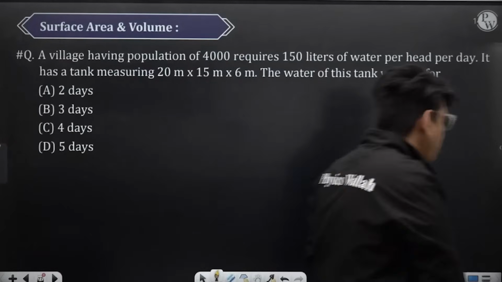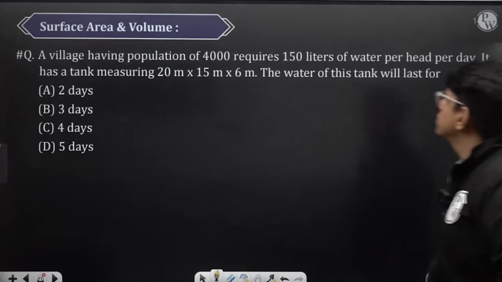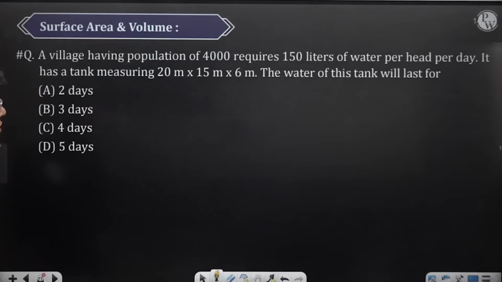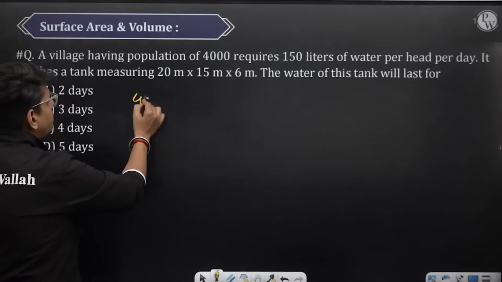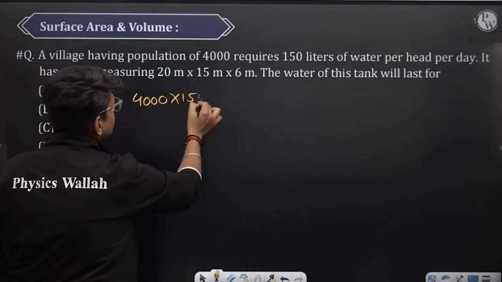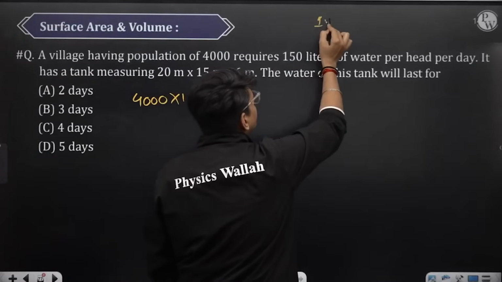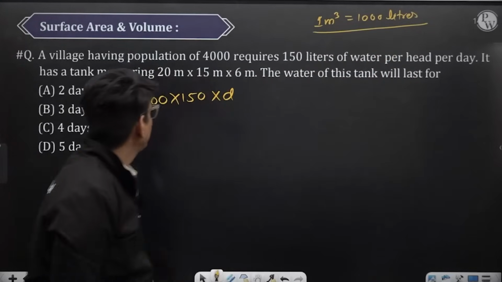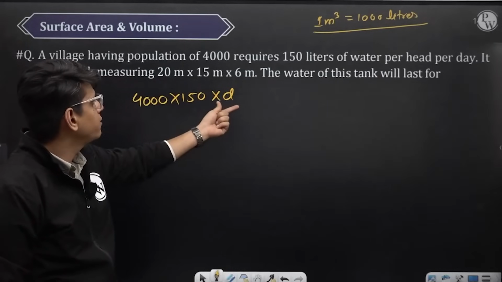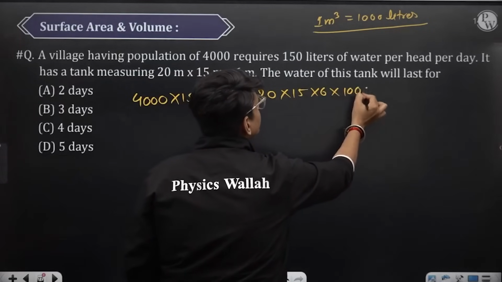Next question: a village having a population of 4000 requires 150 liters of water per day. If a tank measuring this, the water will last for... so 4000 people require 150 liters per head. This will suffice for D days. You have to know that 1 meter cube equals 1000 liters. This is the conversion you should know. So this much water is required, and the total volume is 20 into 15 into 6 into 1000. These are the liters.